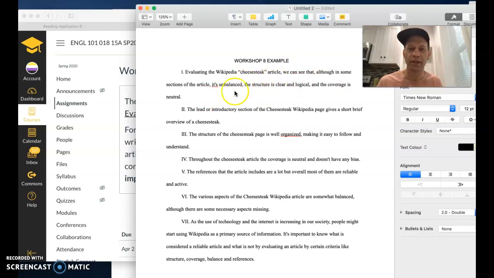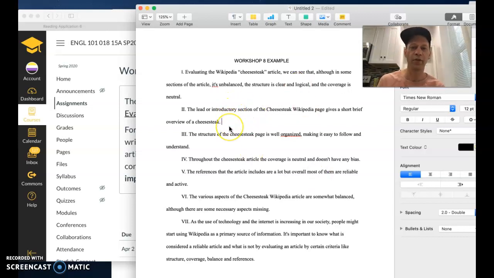Notice that this thesis talks about the balance, the structure, and the coverage of the article. It does not mention the references or the lead section. That's really good. Just like with the Marshall McLuhan essay and other things that we've done, you don't want to include too much information in your essay. So if you say 5 things in the body paragraphs, only say 3 in the thesis.